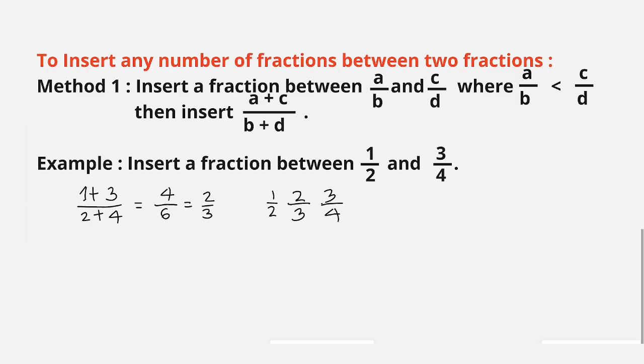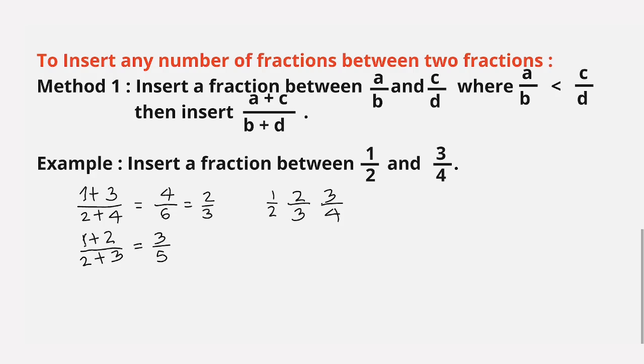So I will explain you. If I have to insert two more numbers between 1 upon 2 and 3 upon 4, then I will insert one number in between 1 upon 2 and 2 upon 3. So I will add their numerators. The numerators are 1 plus 2 upon the denominators 2 and 3. So we add 2 plus 3. This comes out to be 1 plus 2 is 3 upon 2 plus 3 is 5.